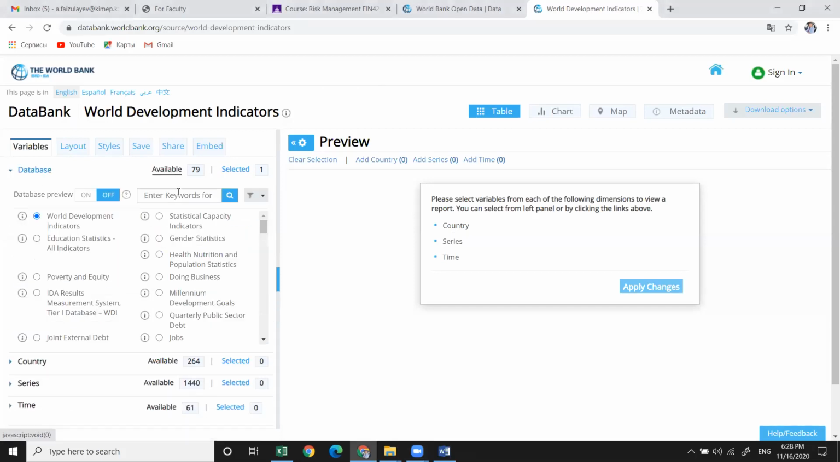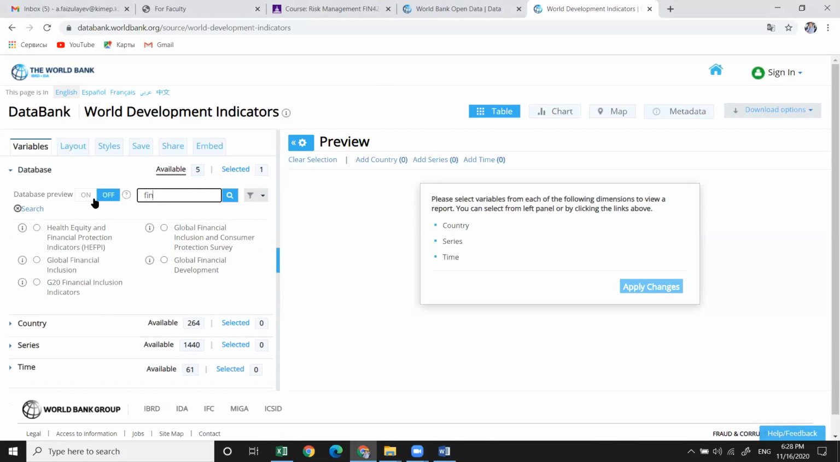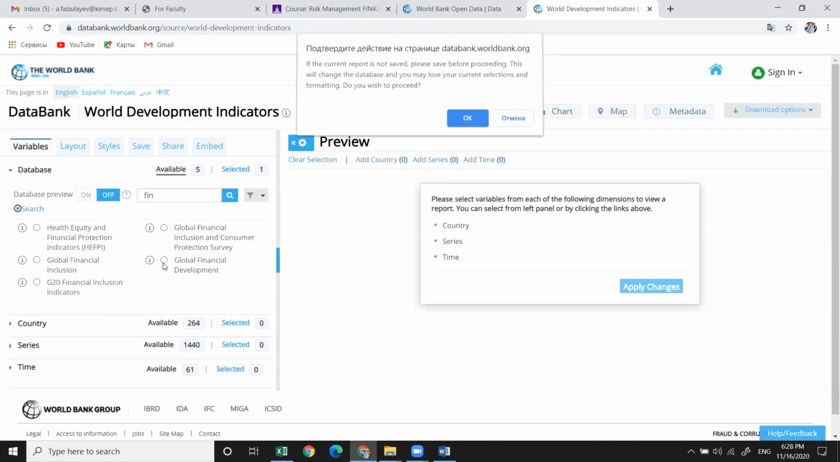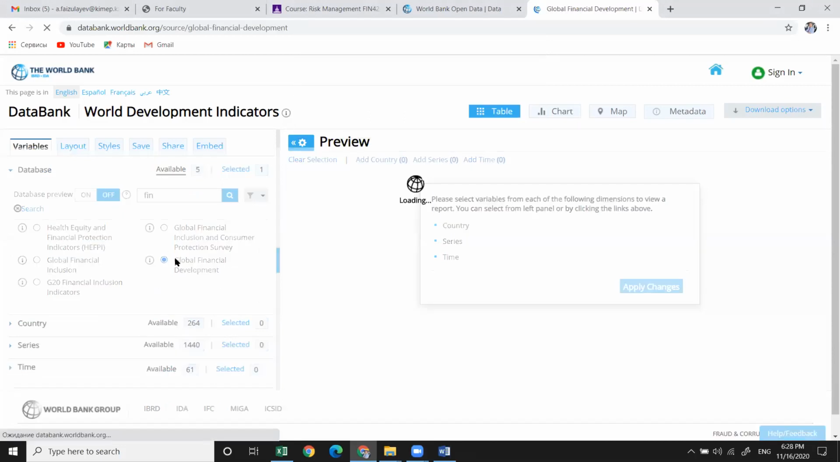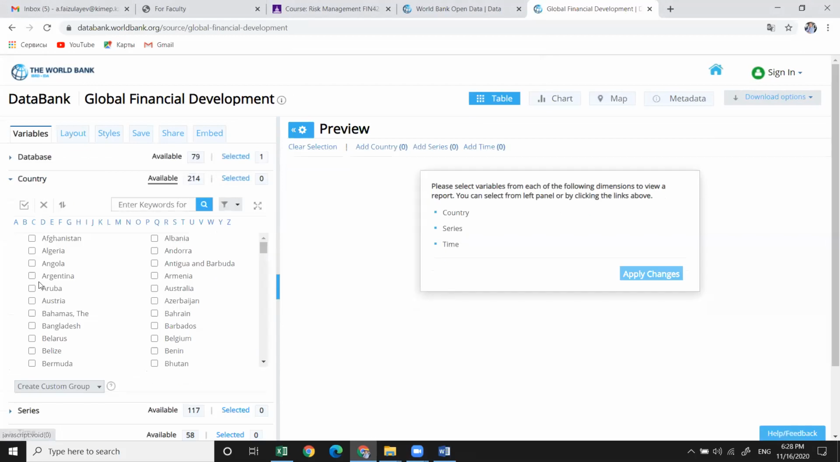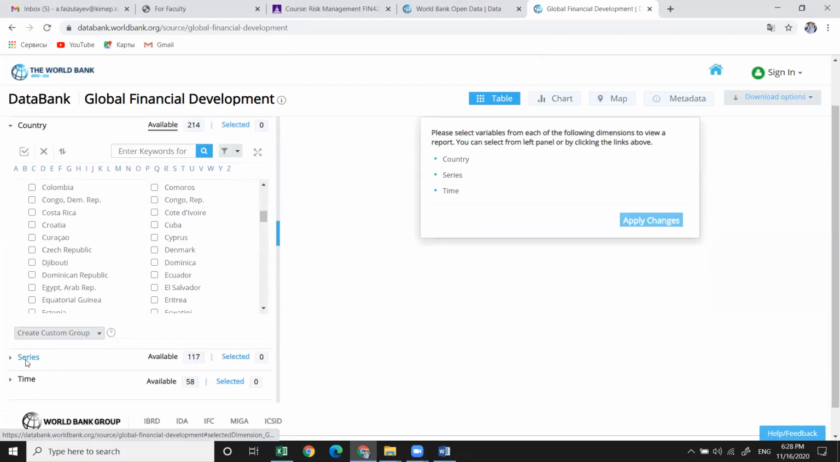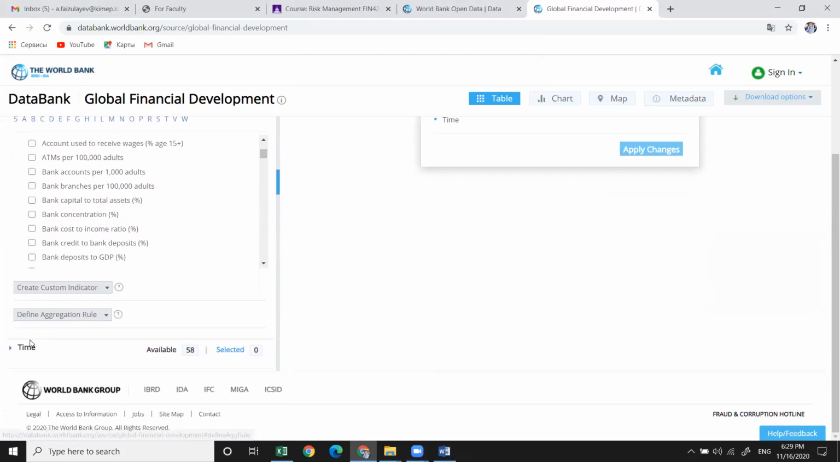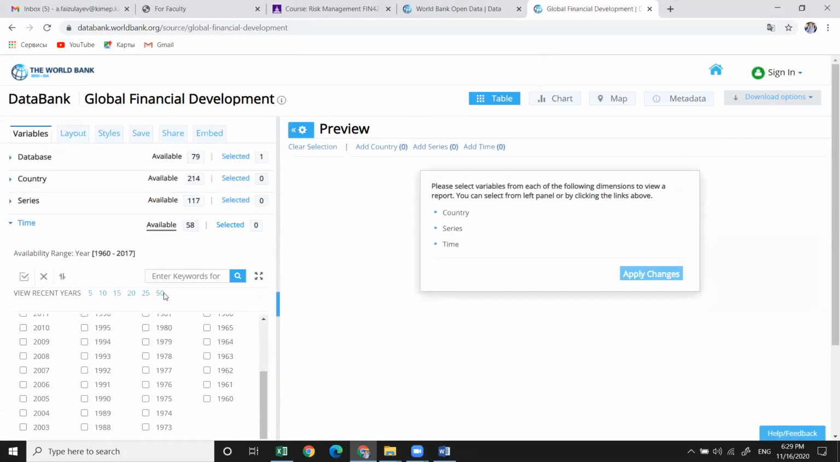So you go to database, financial, type in here database type, global financial development, select this database, and just start with the country, find your country, select it, find your series, select it, and name, and the number of the years, and then just apply changes. Then from the download options at the top right corner, download the Excel file. Okay, is there any question?